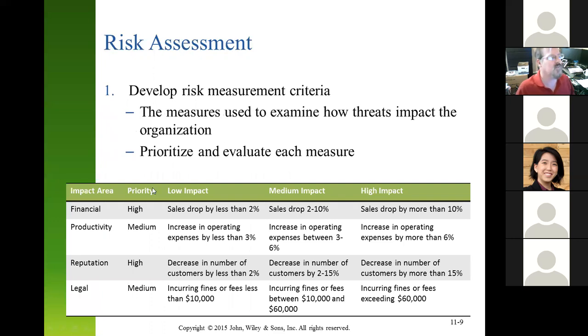Let's develop some risk criteria here. This is a simple measurement. Let's look at impact areas. Financially, how will a threat impact our company? In productivity, how will a certain threat impact our company?